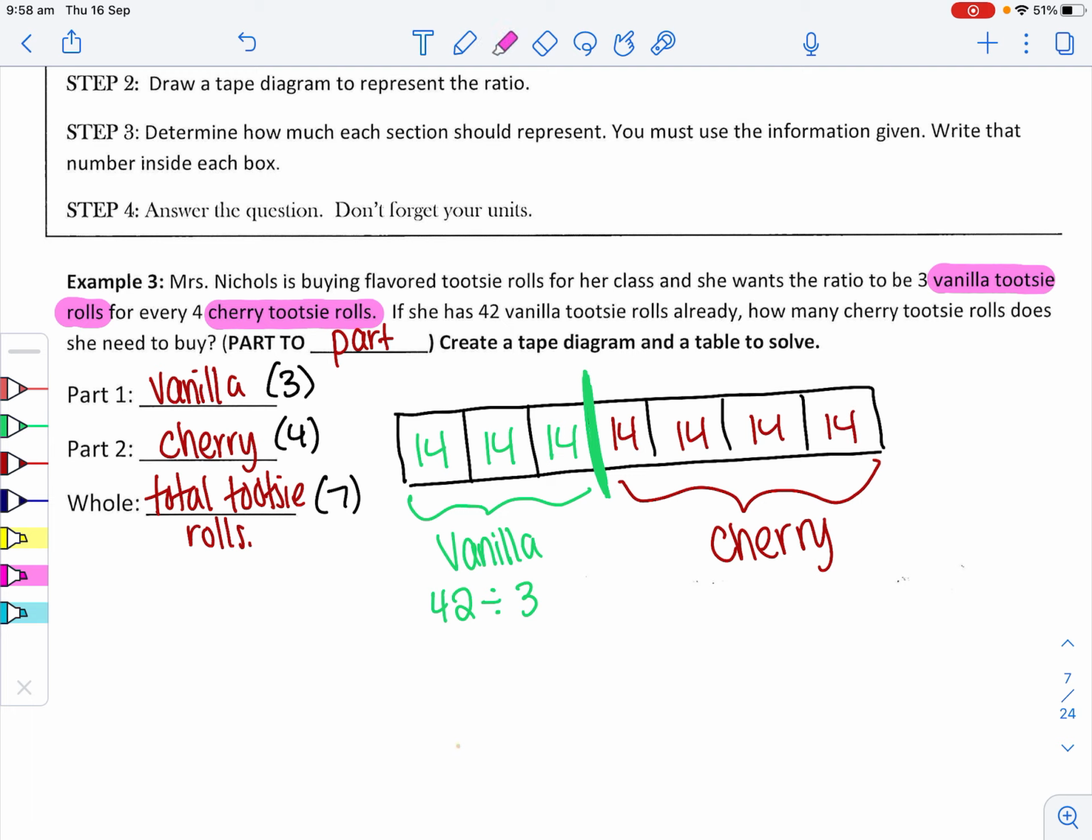And then to figure out how many cherry there are, I'm going to add up everything that's in these boxes, or I can multiply 14 by 4. It says how many cherry Tootsie Rolls does she need to buy? She needs to buy 56 cherry Tootsie Rolls.